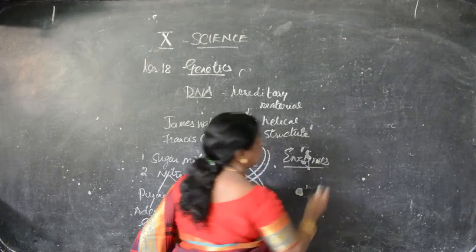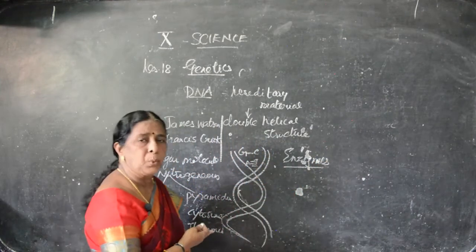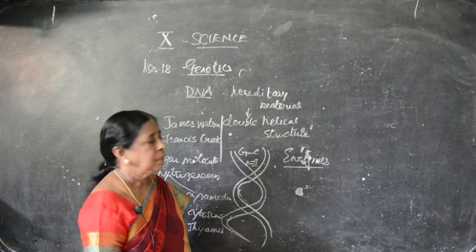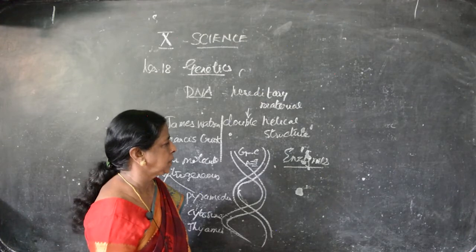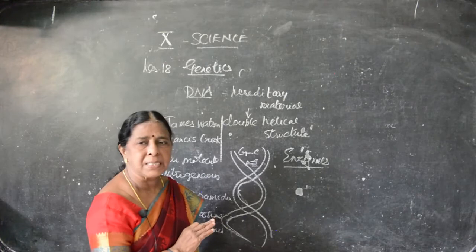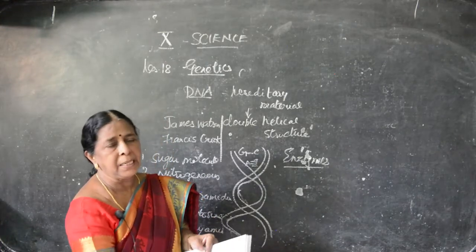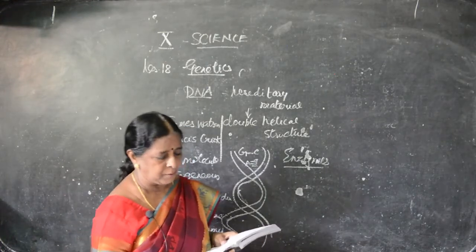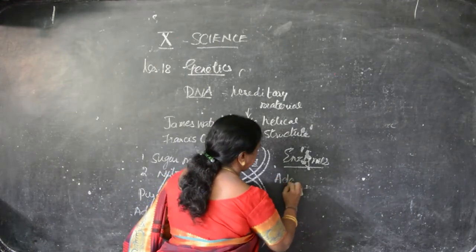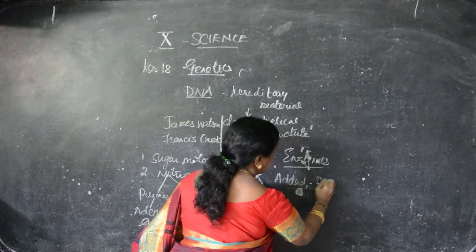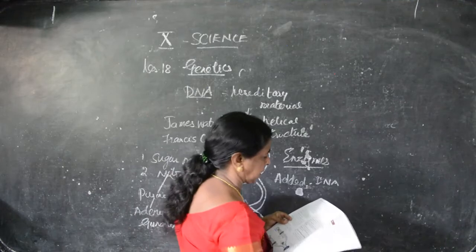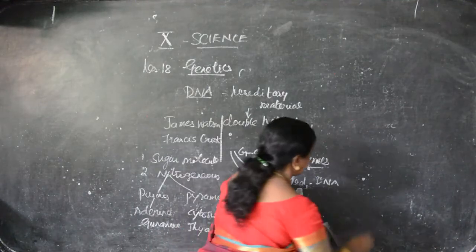Enzyme, I said at the very beginning, remember, in our body we have two liquids. One is enzyme, the other one is digestive syrups. So the enzymes are helpful for cutting as well as joining the DNA fragments. So the cut pieces are added by enzymes, digestive enzymes, DNA polymerase.